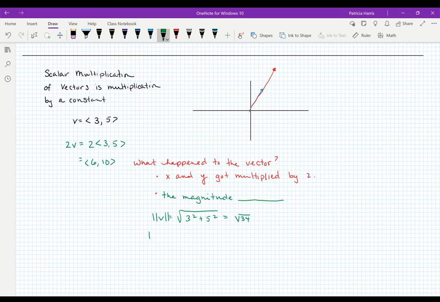And then if I find the magnitude of 2v, I get the square root of 6 squared plus 10 squared, which is 136. Now if I simplify that, I get 2 times radical 34. So it looks like the magnitude doubled, or was multiplied by 2.